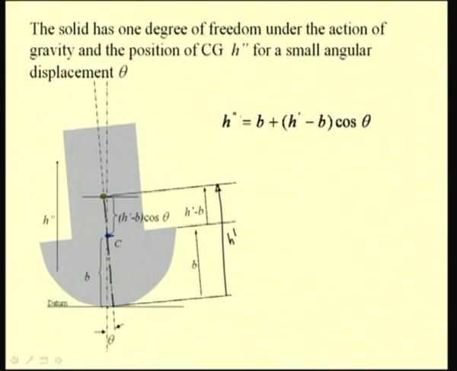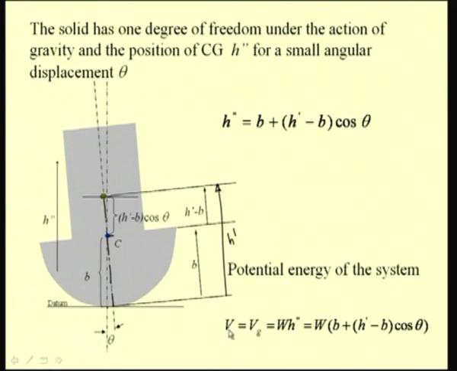So, now we can write the potential energy function in terms of this h prime. V, the potential energy of the system, equal to the gravitational potential energy of the system, that is Vg, is equal to the weight of the composite body times the location of its CG, that is h double prime, which is equal to W times (B plus h prime minus B cos theta). So, this gives the expression for the potential energy of the system.